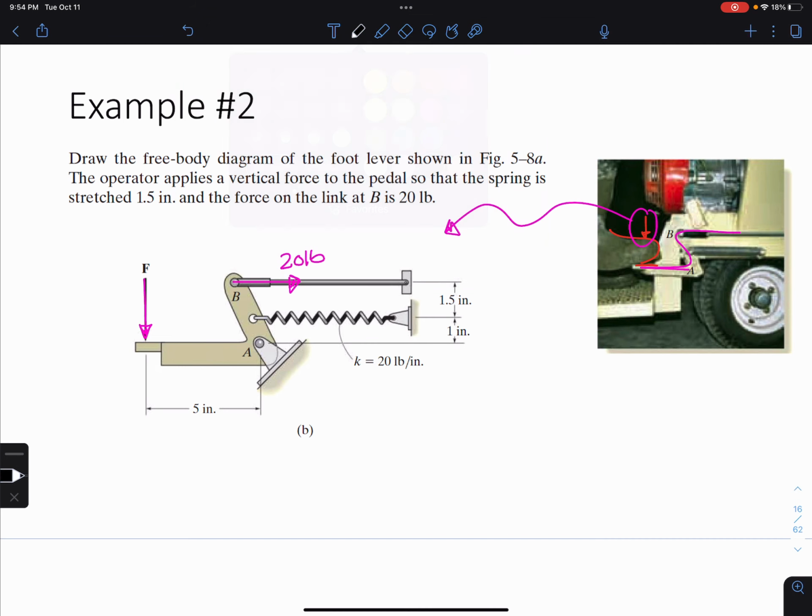We also have this force of the spring, which I'm going to call Fs. And we're given K, so Fs is equal to K times S, which is the stretch of the spring. So we have 20 pounds per inch times the stretch of the spring, which is 1.5 inches. So we get a force of 30 pounds. Lastly, we have a pin at point A.